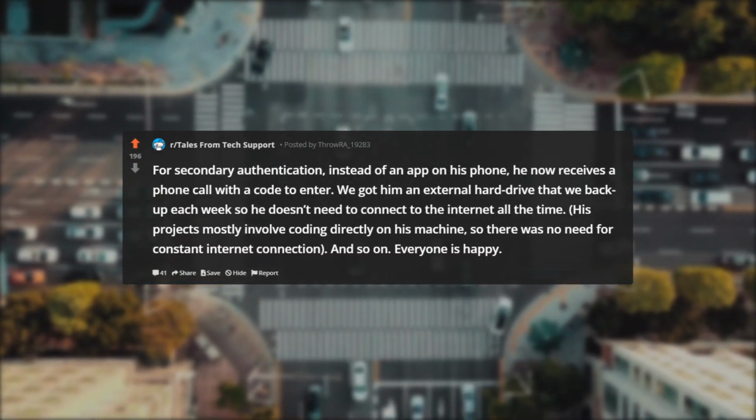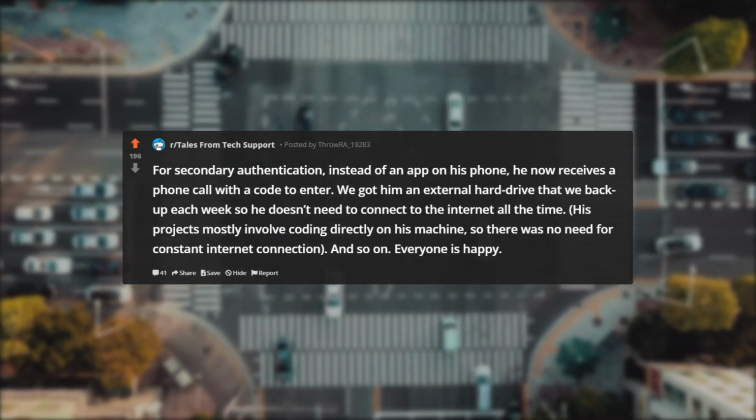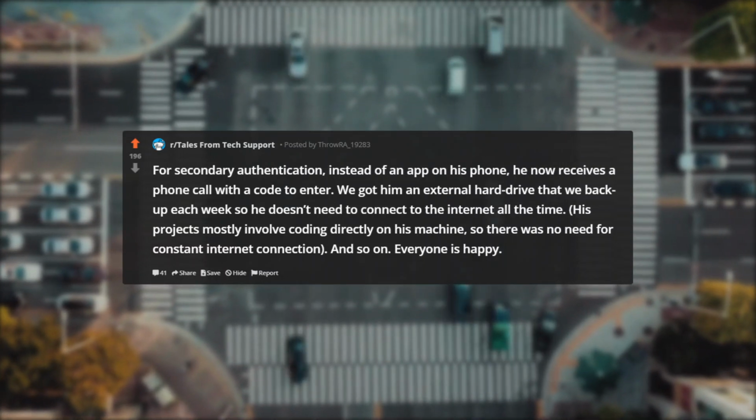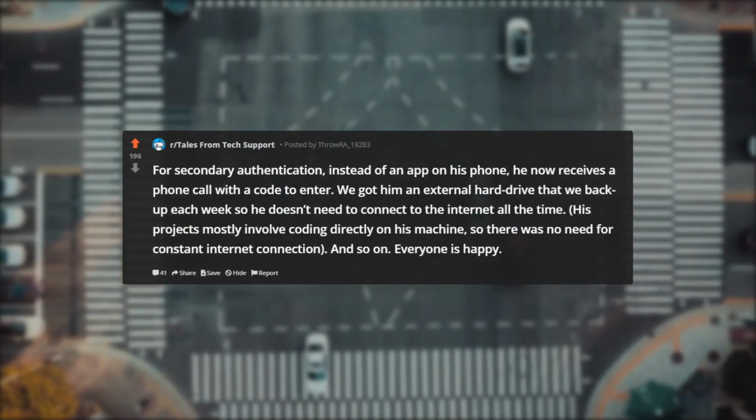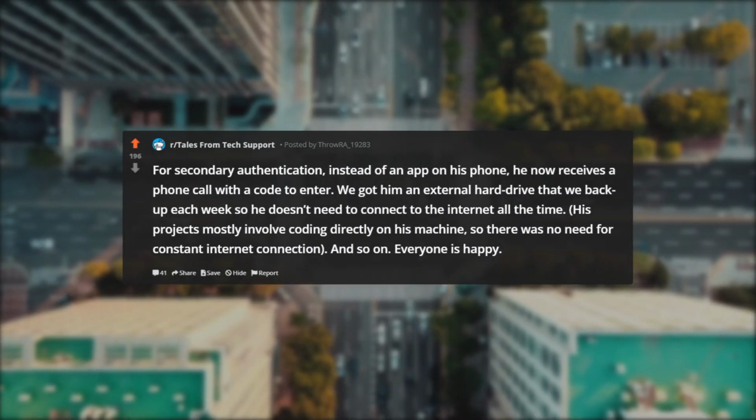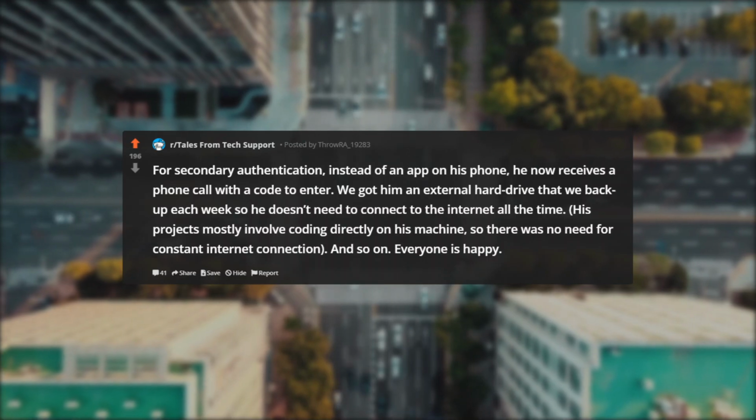We got him an external hard drive that we back up each week so he doesn't need to connect to the internet all the time. His projects mostly involve coding directly on his machine, so there was no need for constant internet connection. And so on. Everyone is happy.